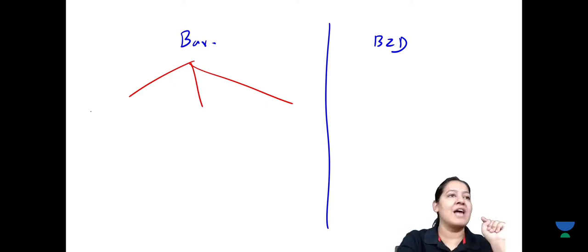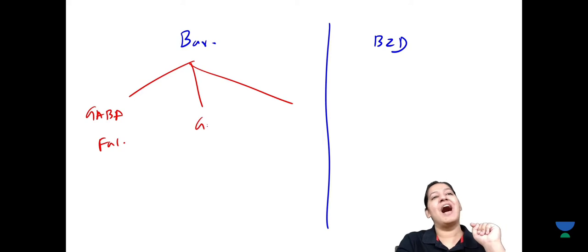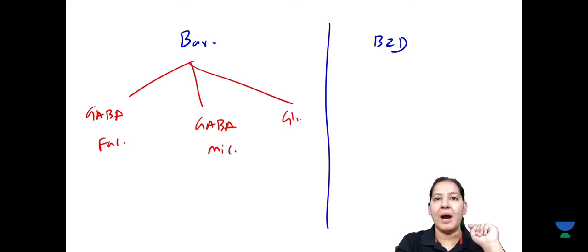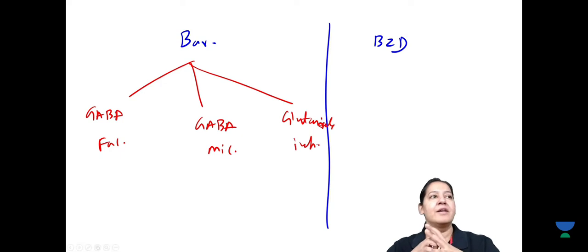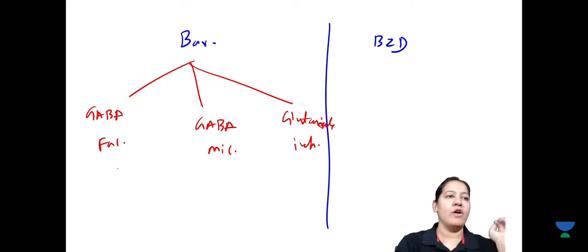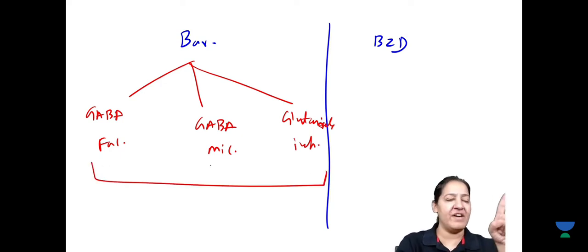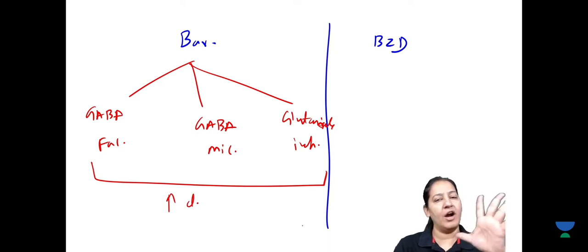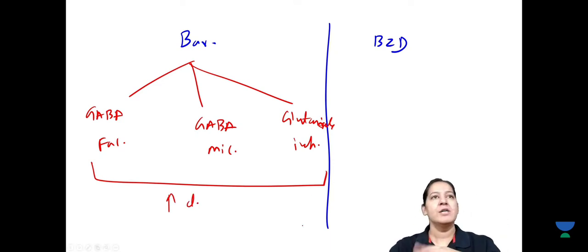So one is GABA facilitatory action. One is GABA mimicry action. And the third is glutamate inhibitory action. Give me a thumbs up. Yes, Samir. All of them ultimately increase inhibition. The first two increase the chloride opening. The third one inhibits the glutamate. So ultimately increasing the inhibition. Yes, you know that. Yes or no? I've already taught you the three mechanisms of action of barbiturates.